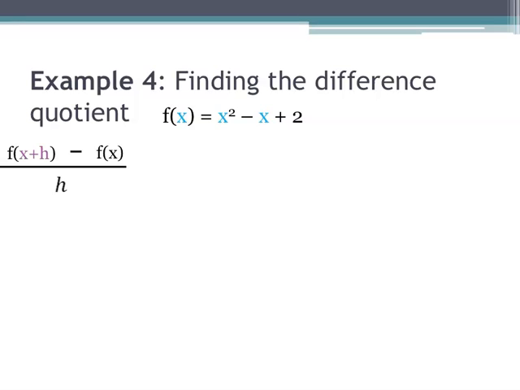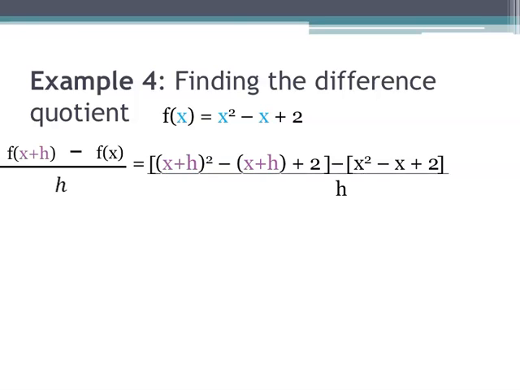What you're going to do is start off by plugging in x plus h, that I've highlighted in purple there, into everywhere you see a blue x in x squared minus x plus 2. So anywhere I see that x, I'm going to replace it with x plus h. And then for the second bracket, that's going to be just f of x. So I'm just writing out x squared minus x plus 2, putting it in brackets. And we're going to put that all over h.